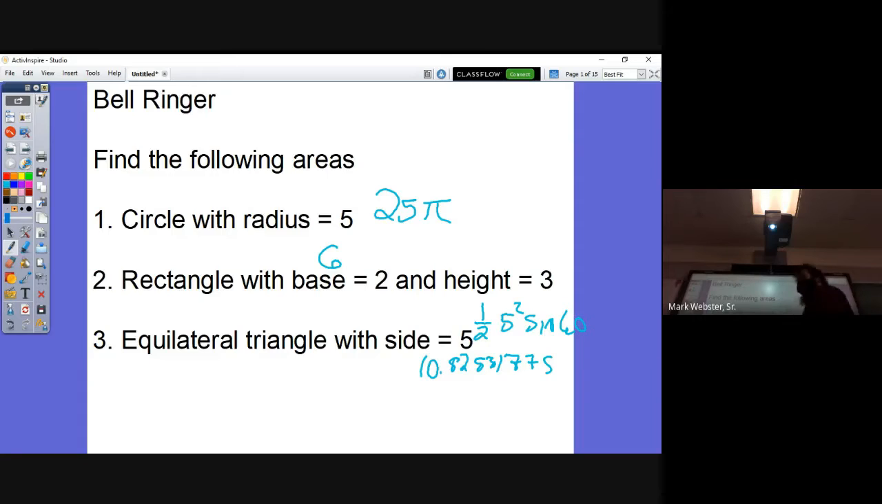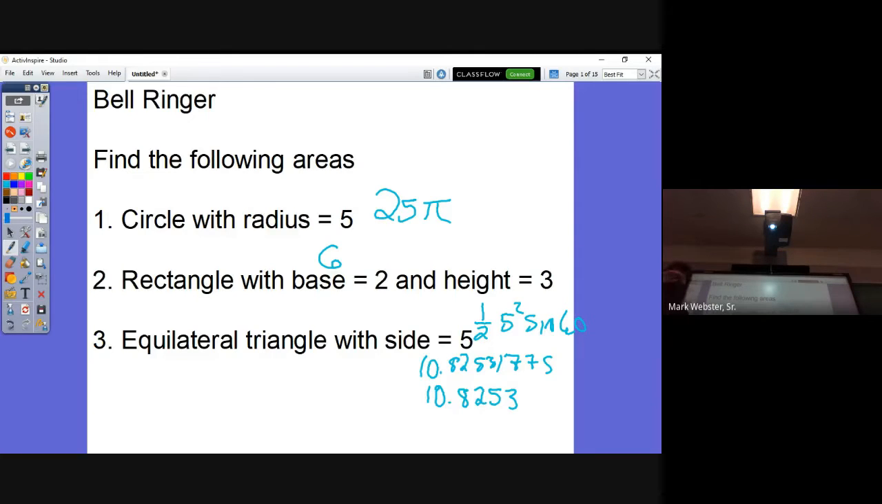10.82531775 in the calculator. That's what they come up with. And from there, don't forget that they don't tell you, so you got to round to 4 decimal places. We get 10.8253, right? So for today, we're going to move into the world of 3D and talk about surface area.